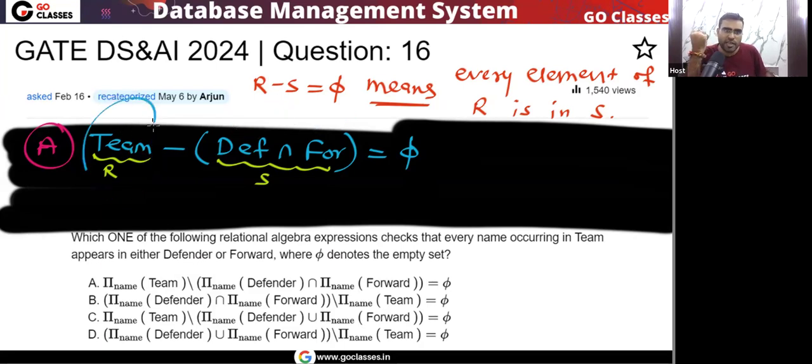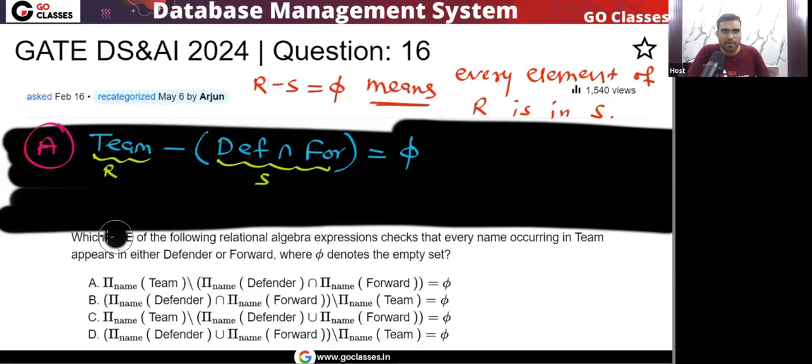Means this is the team of all rounders. Can I say it's like everyone is an all rounder? Yes or no? Because every element of R is in S. Every element which is here is here also, and here we are taking the common elements. So every element which is in team is defender and forward.